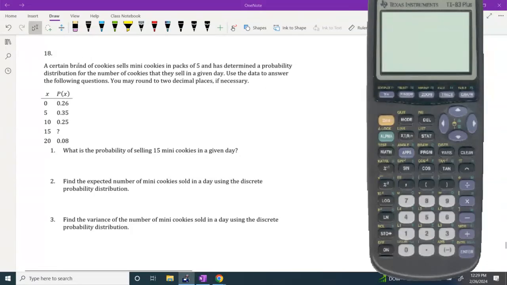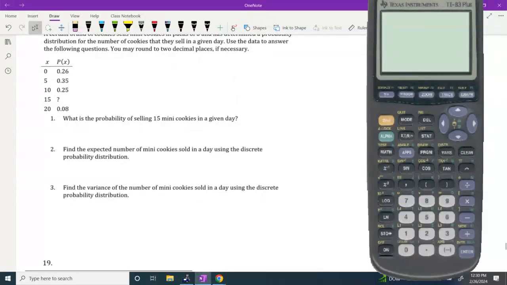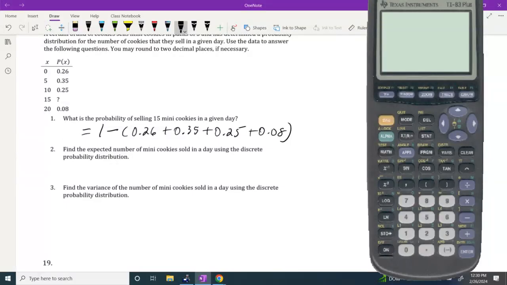In order to figure out that probability, I'm simply going to add up all of the probabilities and subtract from 1, right? Because all of these probabilities must equal 1, right? I'm going to write this out as 1 minus 0.26 plus 0.35 plus 0.25 plus 0.08.